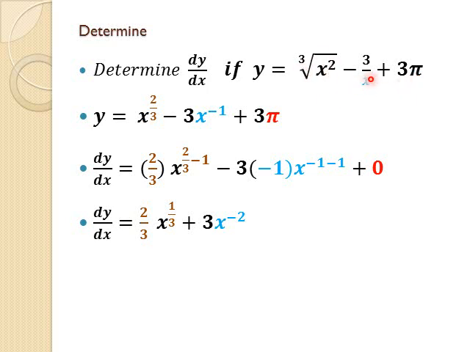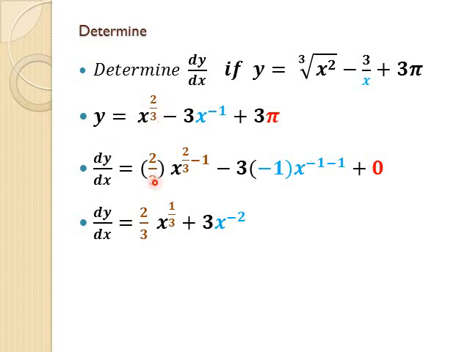So first get rid of what needs to be gotten rid of. So y equal x to the power 2 over 3 minus 3. If I take x up, x to the power negative 1, plus 3 pi. So now I can differentiate. So I'm going to find dy over dx.